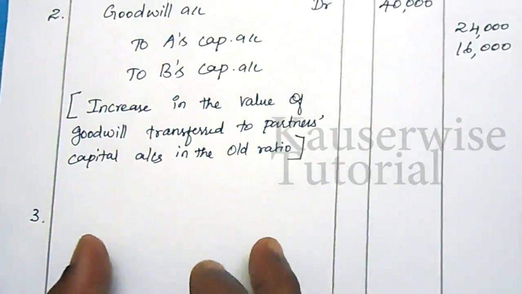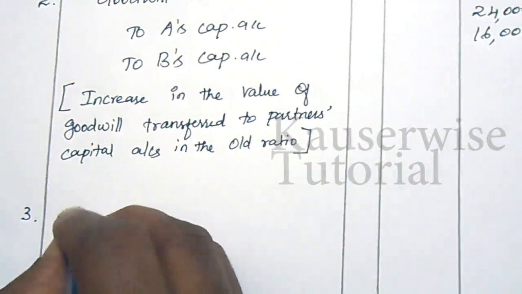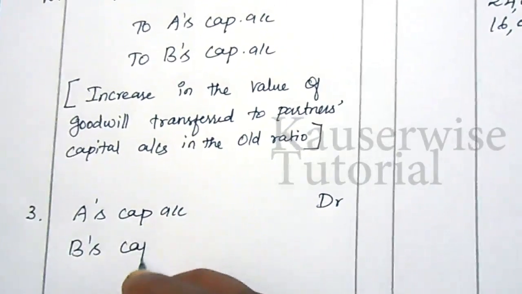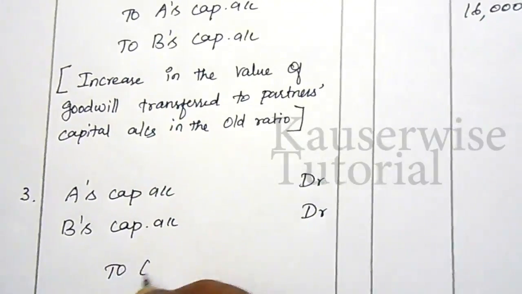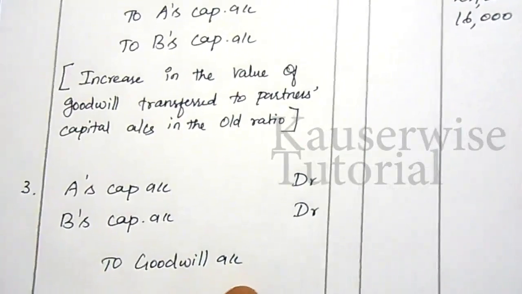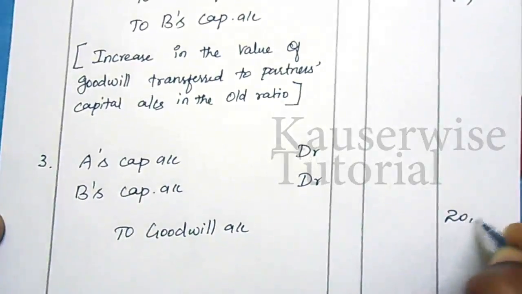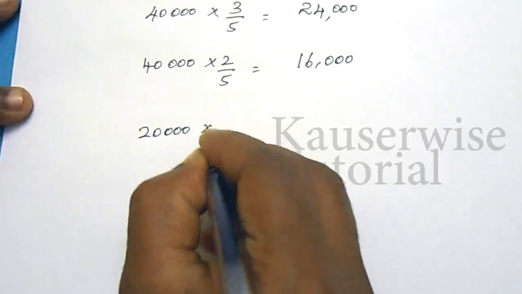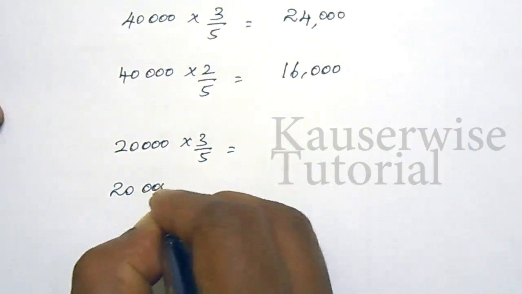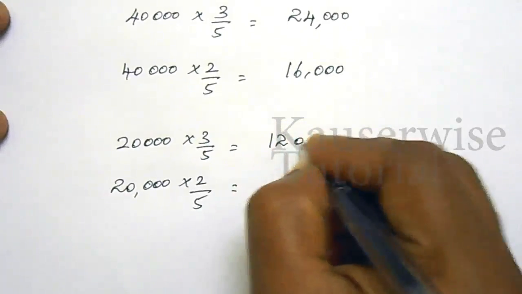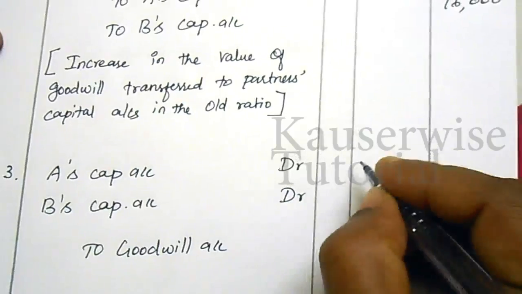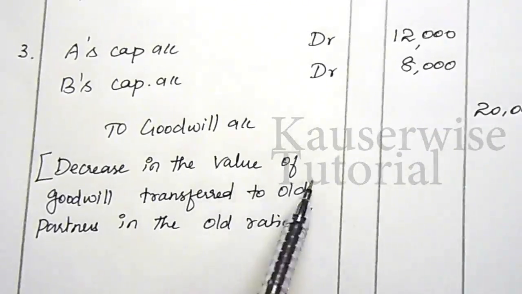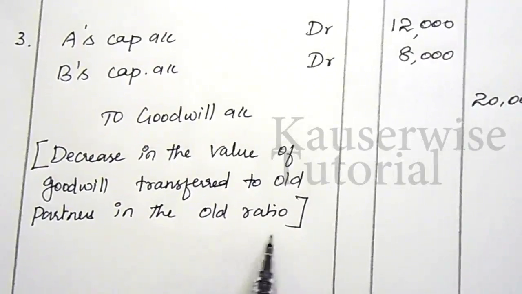The entry for the transaction is old partners' capital account debit to goodwill account. Two partners are there, so A's capital account debit, B's capital account debit, to goodwill. Here you have to write the difference, that is 20,000. This will be transferred to A's capital and B's capital according to their old profit sharing ratio. For A, 20,000 into 3 by 5. For B, 20,000 into 2 by 5. For A, 12,000. For B, 8,000. Narration: decrease in the value of goodwill transferred to old partners in their old profit sharing ratio.